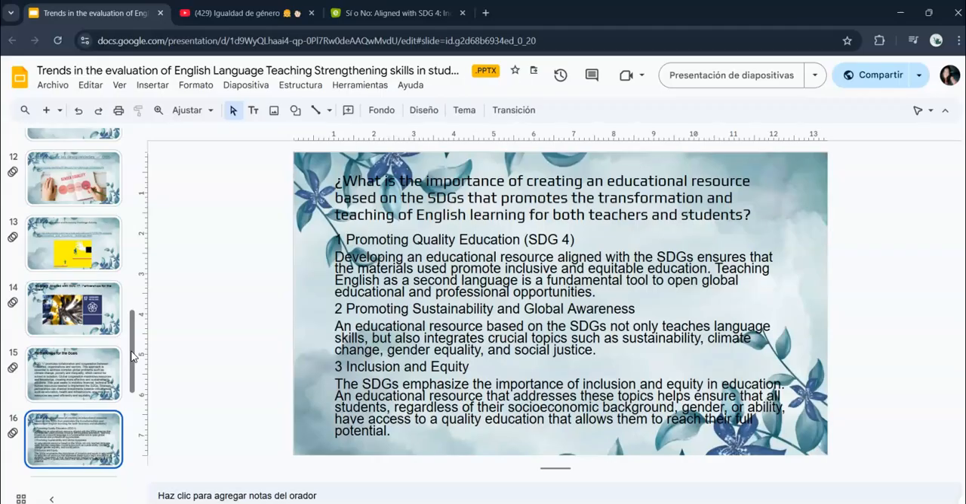3 points. Point number one, promoting quality education based on the SDG 4. Point number two, promoting sustainable and global awareness. And point number three, inclusion and equality.